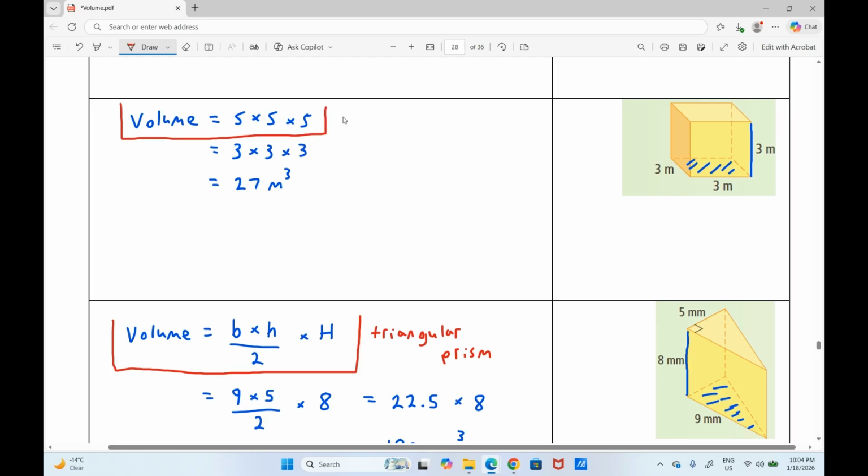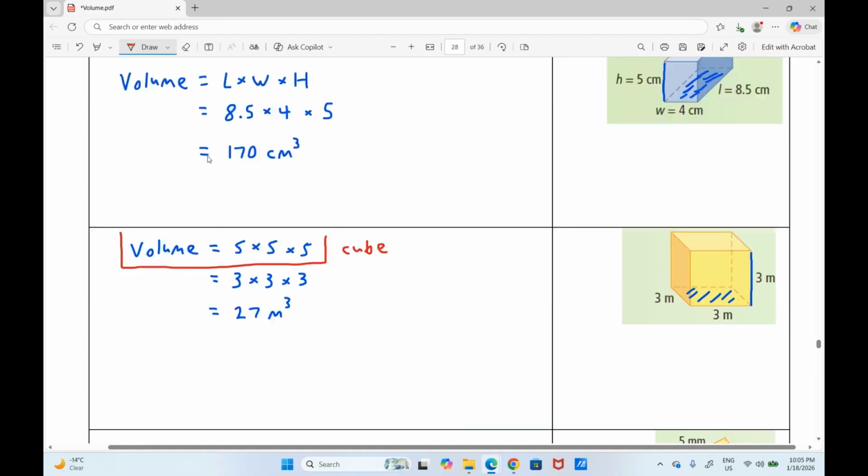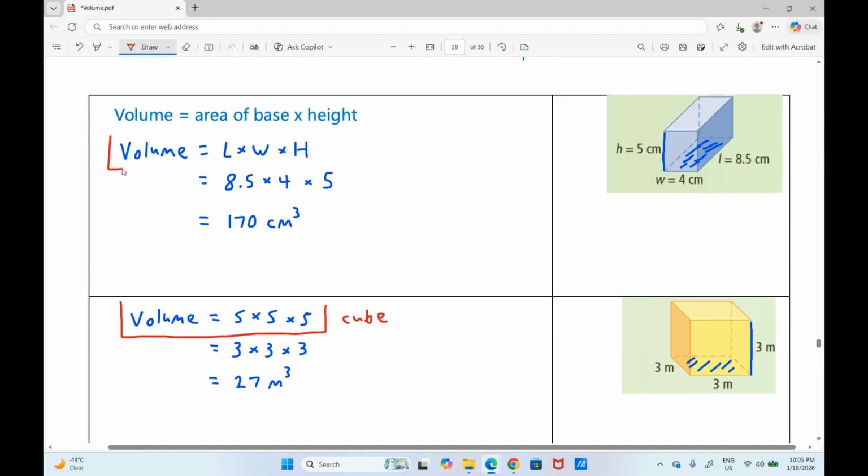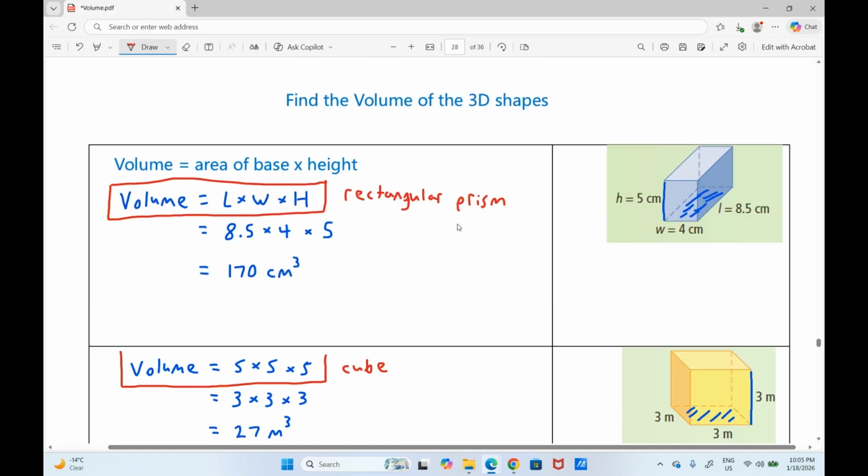The volume for a cube is always going to be defined as the side times the side times the side. And the volume for a rectangular prism is always going to be defined as the length times the width times the height. And that pretty much ends our video on how to find the volume of 3D shapes.